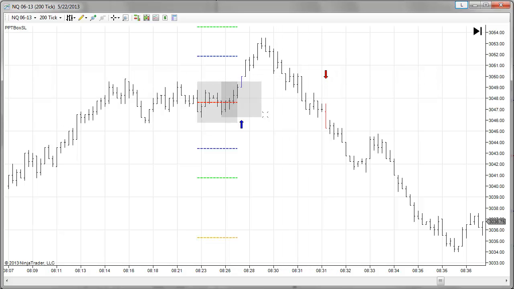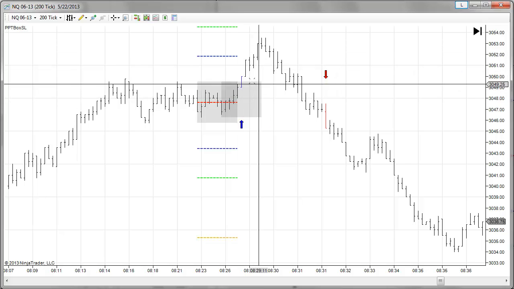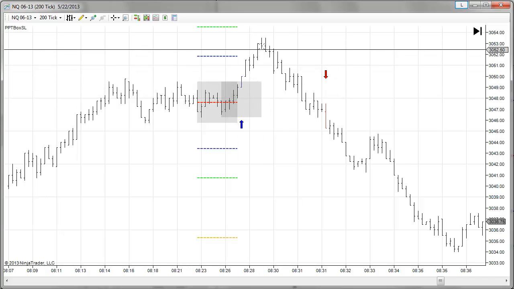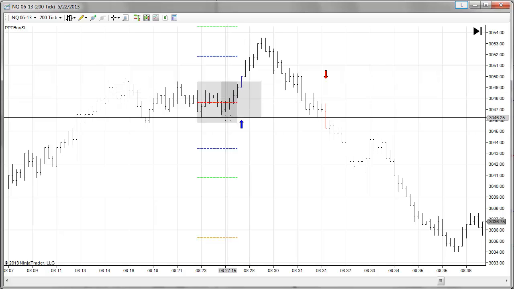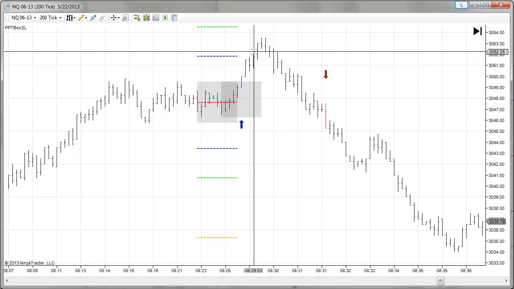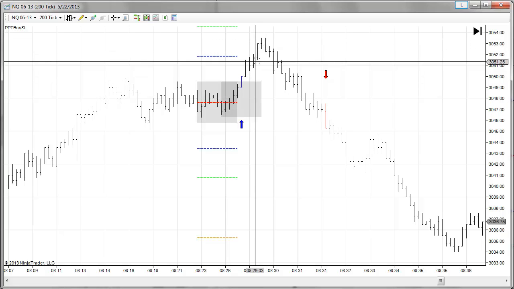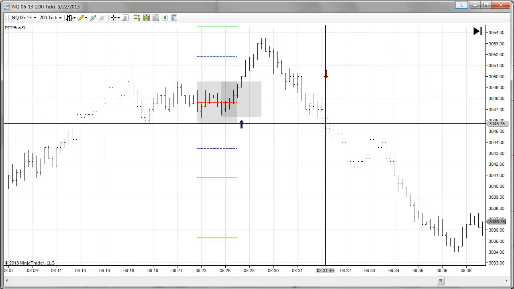And then we get a short here. So we're still in this double box, which is what I'm talking about now. And so if we're anticipating kind of a big push, well, this was nice. We got a little bit out of that. But now we have a short signal, so now we're short.